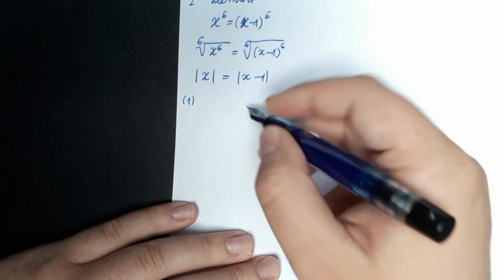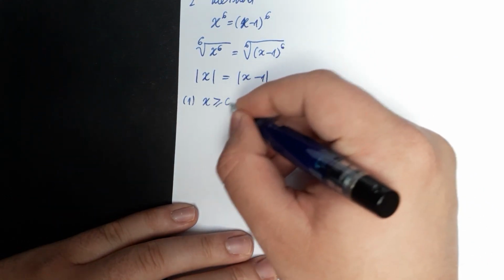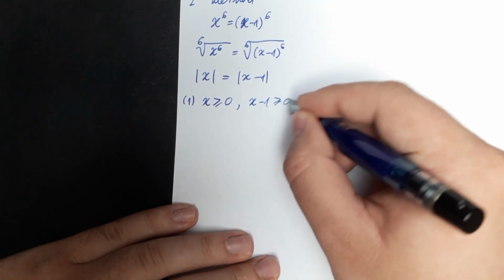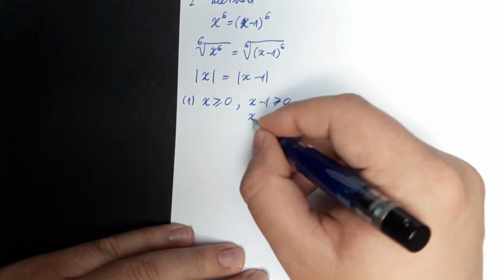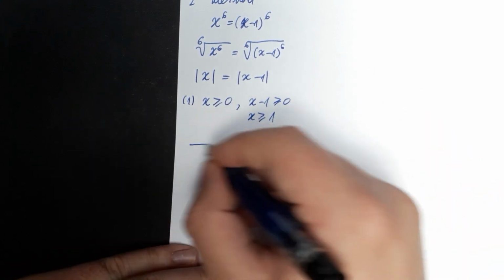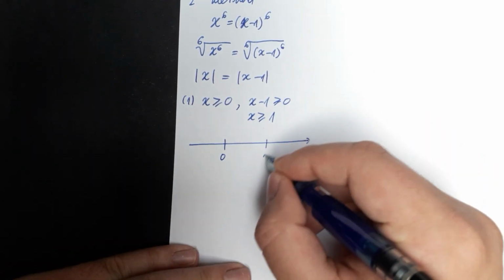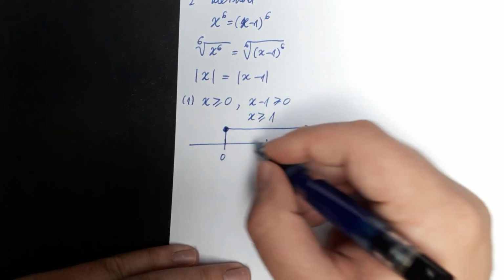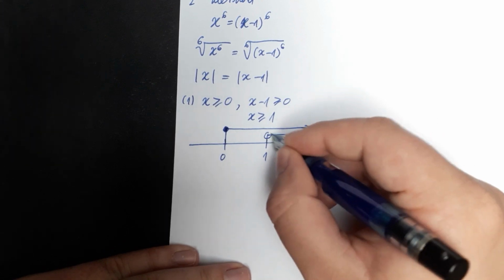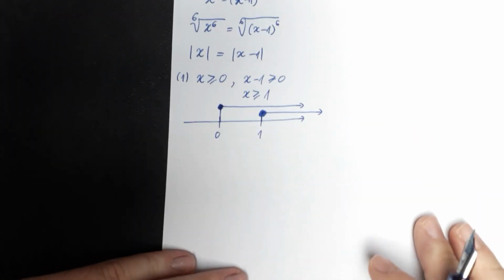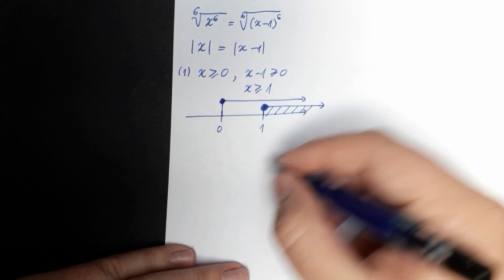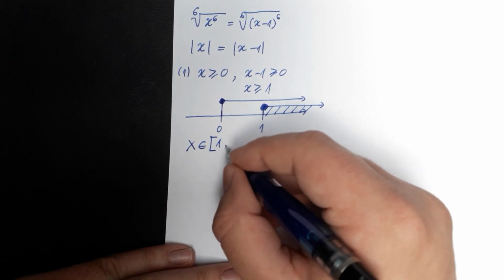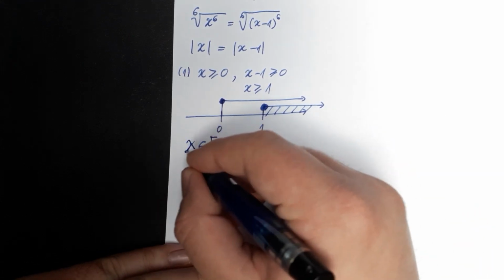So in the first case we have that x is larger or equal to 0 and that x minus 1 is larger or equal to 0, which means that x is larger or equal to 1. Basically, we are left with 0 and 1, and this interval right here from the first case includes 0, and this interval right here from the second case includes number 1. The intersection of these two intervals is this one right here, so we are left with x being from 1 to plus infinity.